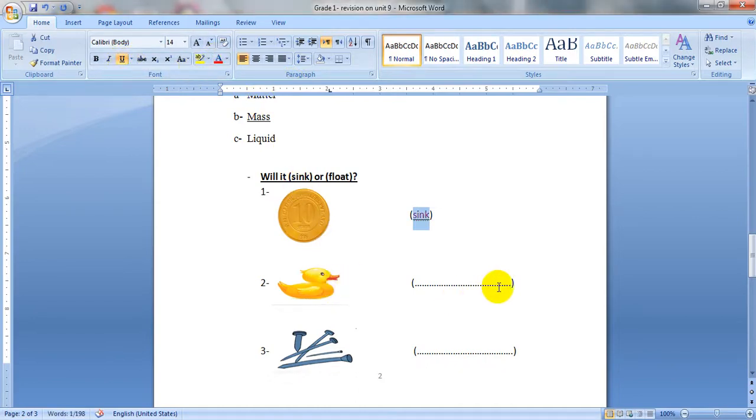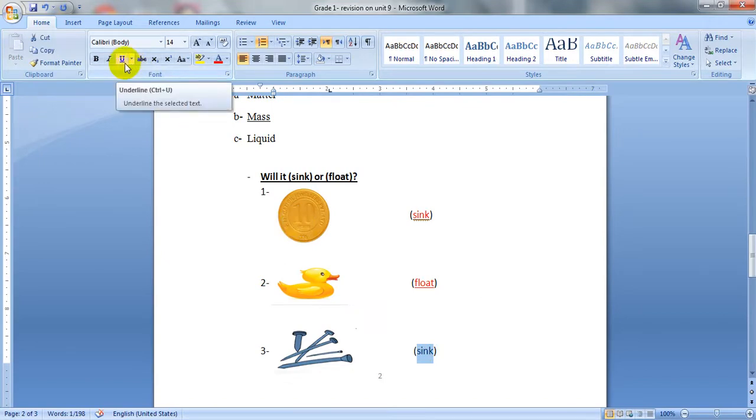What about this rubber duck? Will it sink or float? It will float. So we wrote float. Now let's move to these nails. Do you know these nails which the carpenter needs to fix wooden objects? Well, do these nails sink or float? They are made of metal like the coin, so they will sink. They will get down in water. They sink.